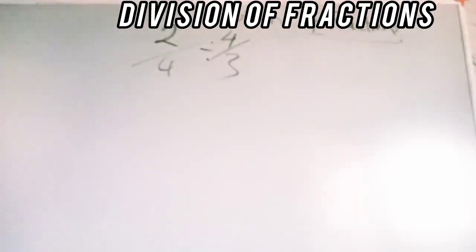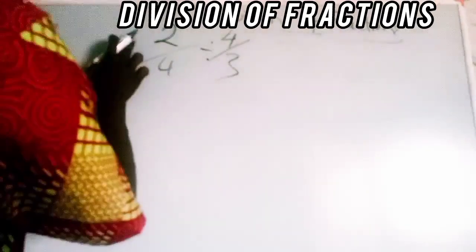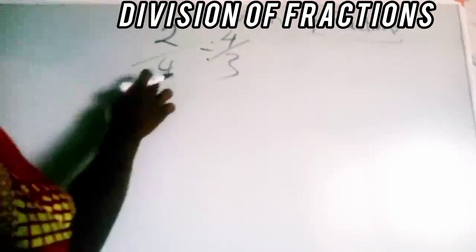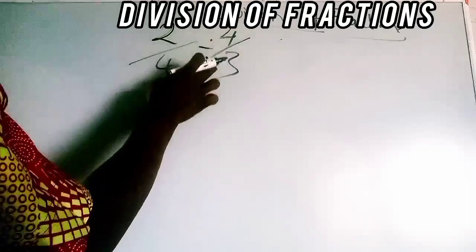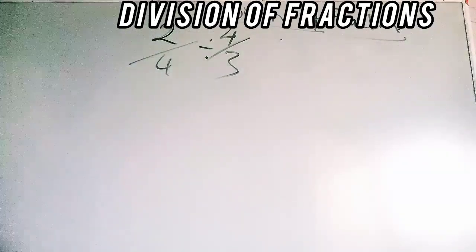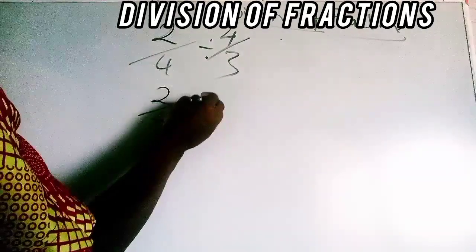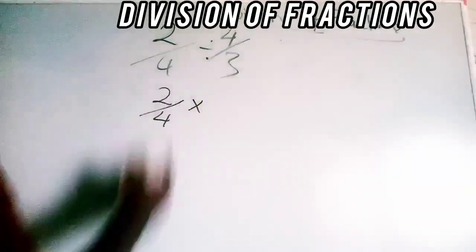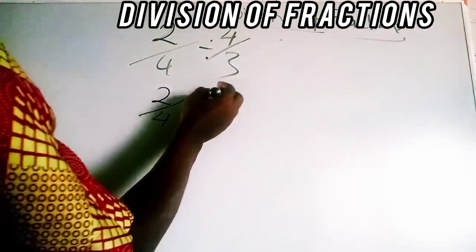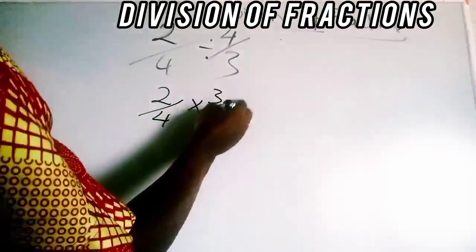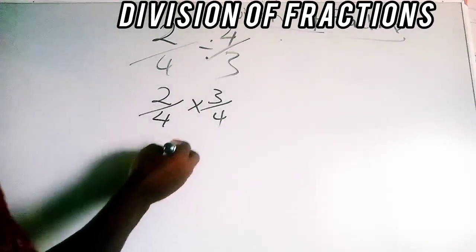We also have another example on the board. We have 2 over 4 dividing 4 over 3. What do we do? You maintain the first fraction, which is 2 over 4. Then you change the sign to multiplication, and then we state the last fraction, which is what? 3 over 4.